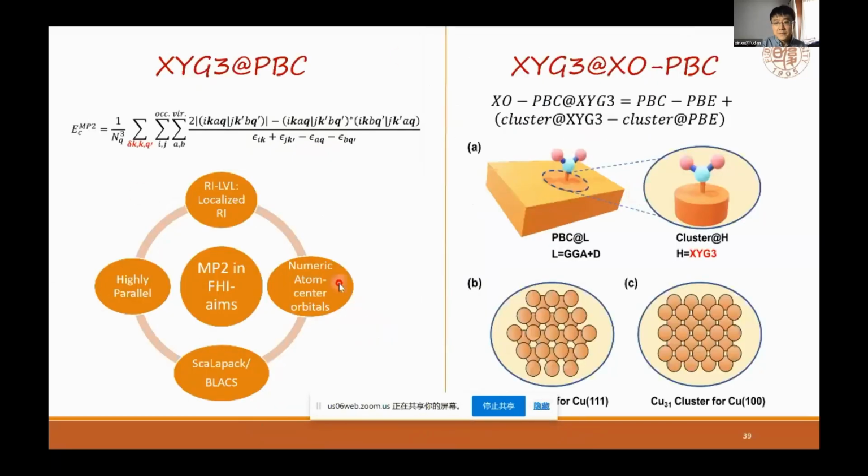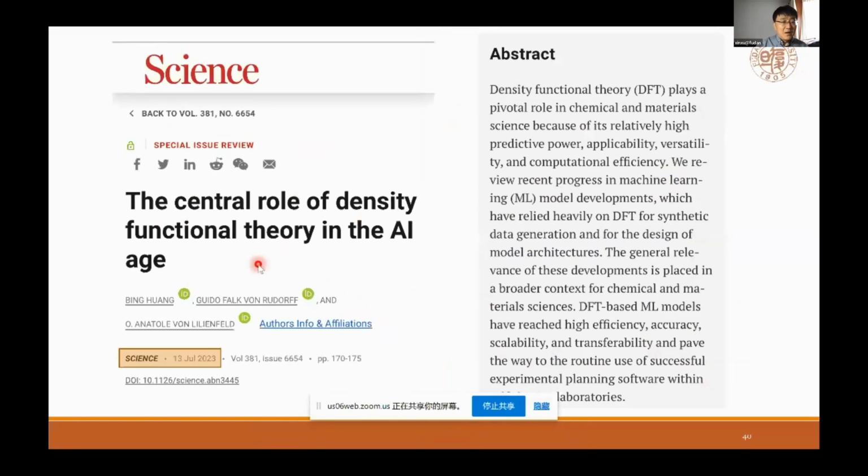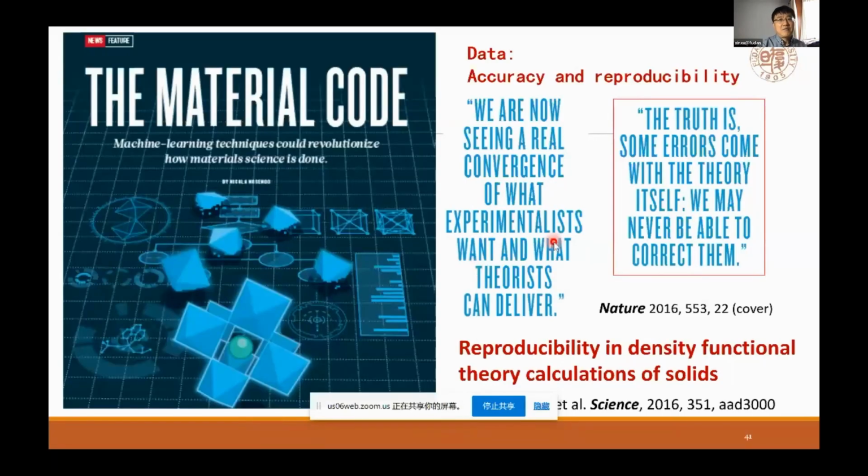And this is a paper published a few days ago. It emphasizes the central role of density functional theory in the age of AI, emphasizing that now the machine learning model heavily depends on the DFT calculation for data generation, and that the data is often at the GGA level. I will also show you two papers from a few years ago.